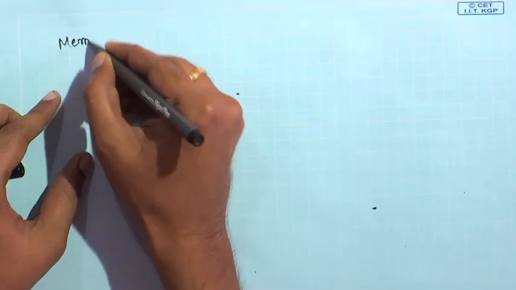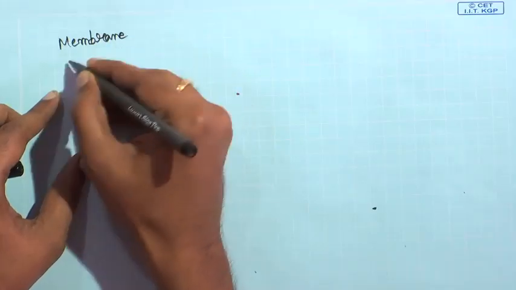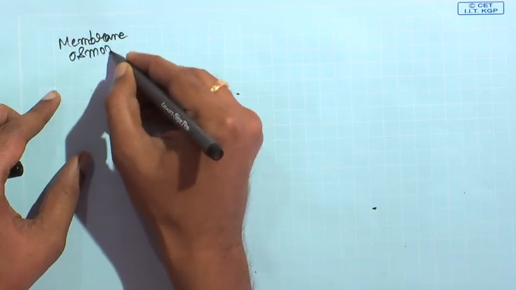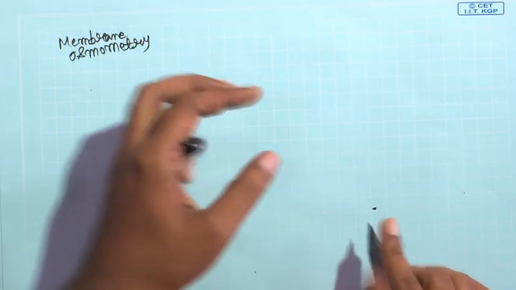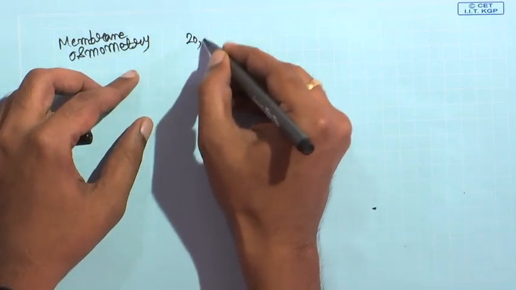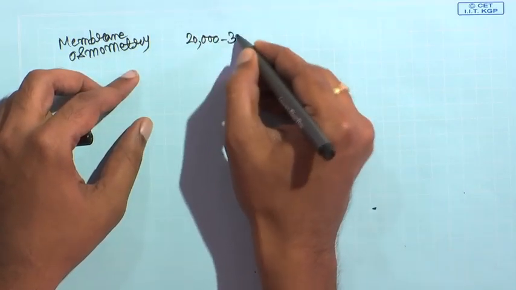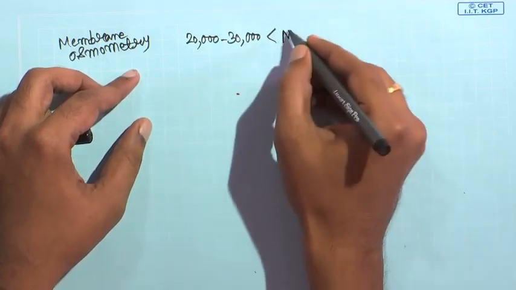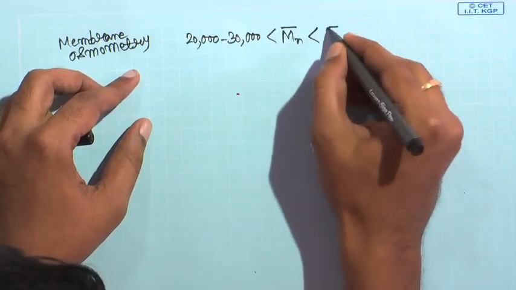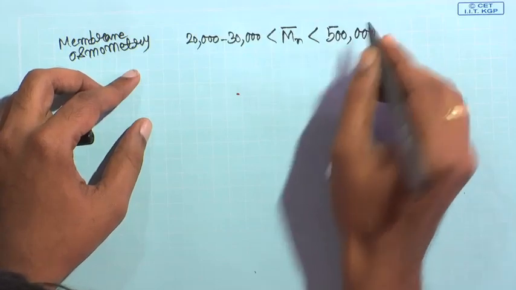So, typically, if you are looking at membrane osmometry, the typical range changes slightly from here to there. So, 20,000 to 30,000 is the lowest value that you can have, and less than 500,000, somewhere in that range.